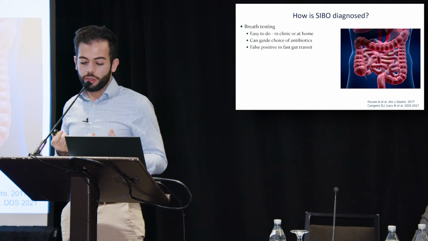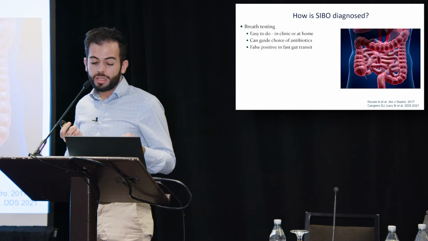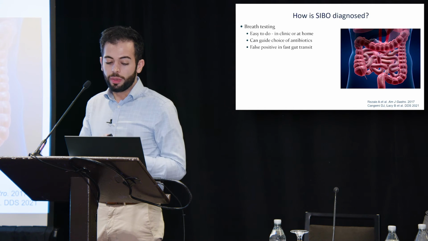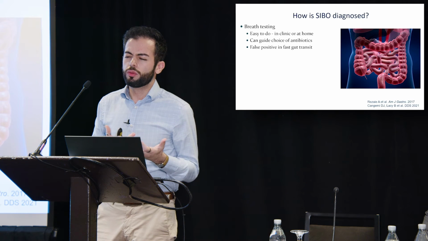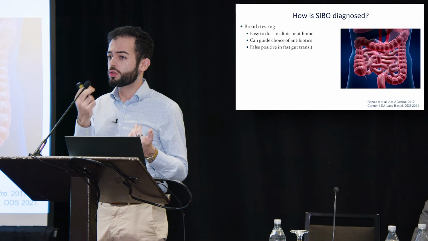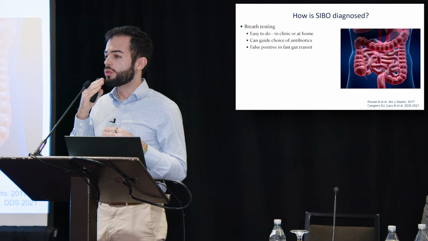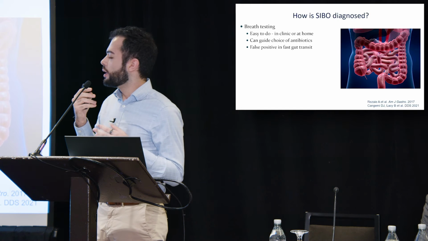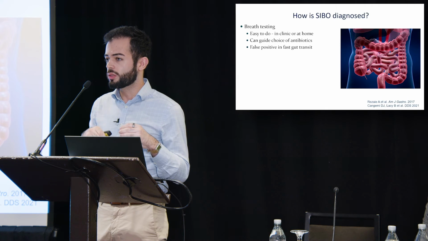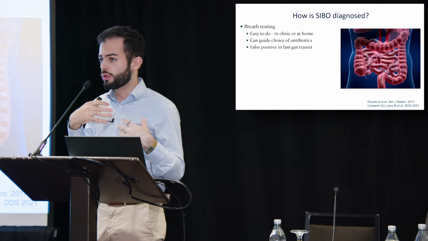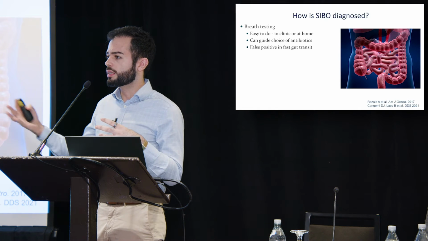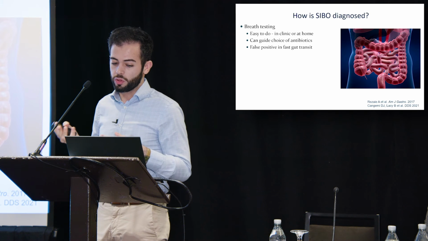Now, how is SIBO diagnosed? There are a few ways. One of them is breath testing, which I believe you may have heard of. Why do we like to do it? One, it's really easy to do. Someone consumes lactulose or glucose, and then you exhale into a machine, and that machine measures the amount of gas that is being produced by the bacteria, which is excreted. Your lungs take care of removing it from your body. So the machine can read how much gas is being produced by your gut.